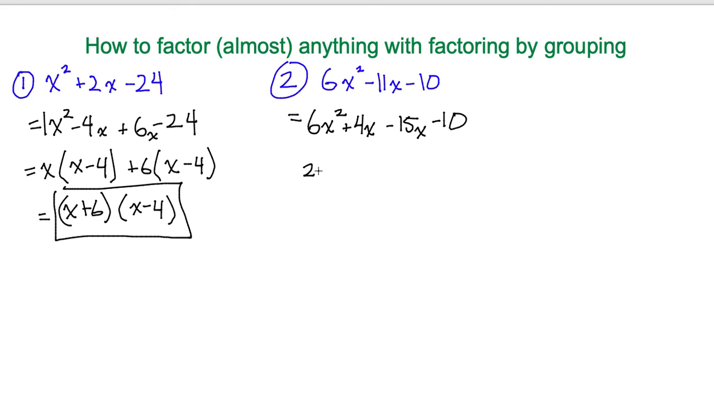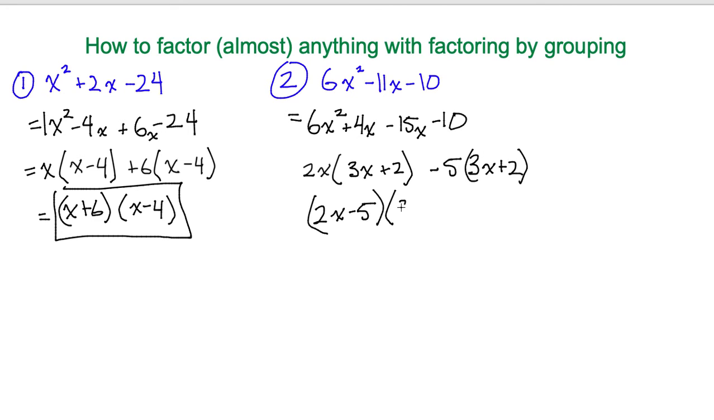So it's going to be 2x for the greatest common factor, which leaves me with 3x plus 2. And I should have a 3x plus 2 over here as well. To get a 3x plus 2, I have to factor out a negative 5. And how many groups of 3x plus 2 do I have? I have 2x minus 5 of those groups of 3x plus 2.